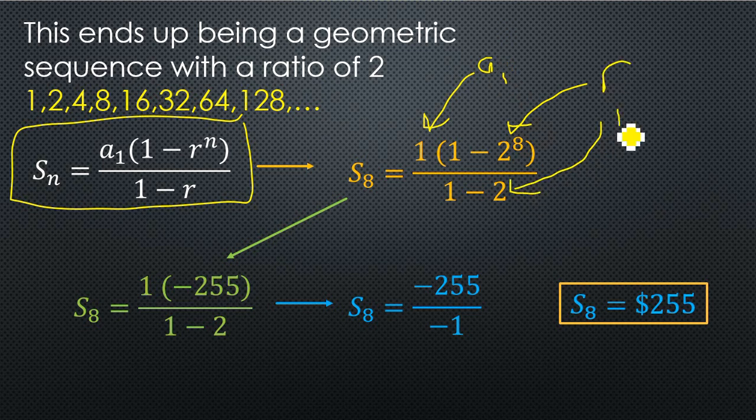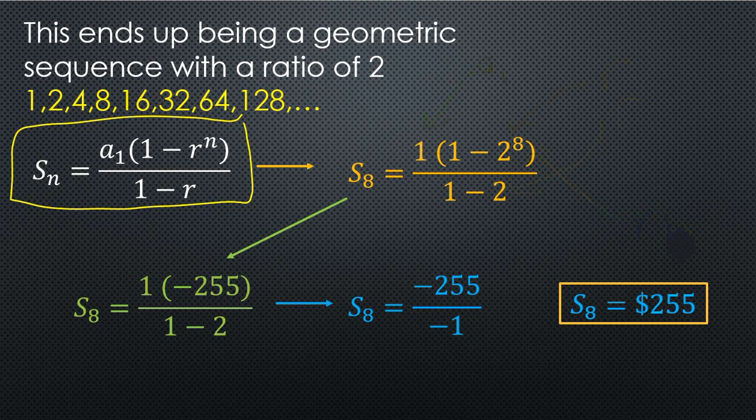The ratio goes there and there. And of course our ratio is 2 because it's a doubling function. We're doubling our money every time. And then the last piece that we're going to plug in is our number of terms we're adding together. Remember, we did 8 squares. So that's our N value there.